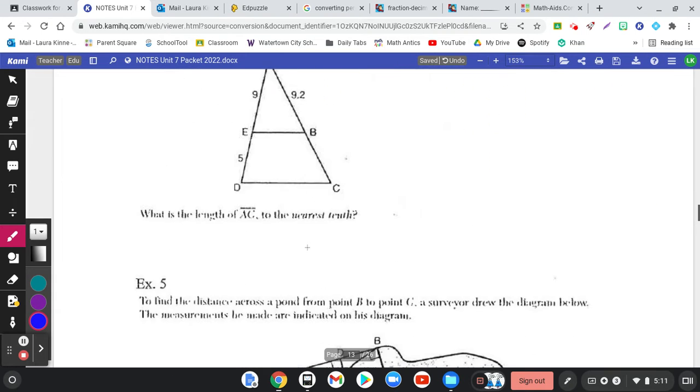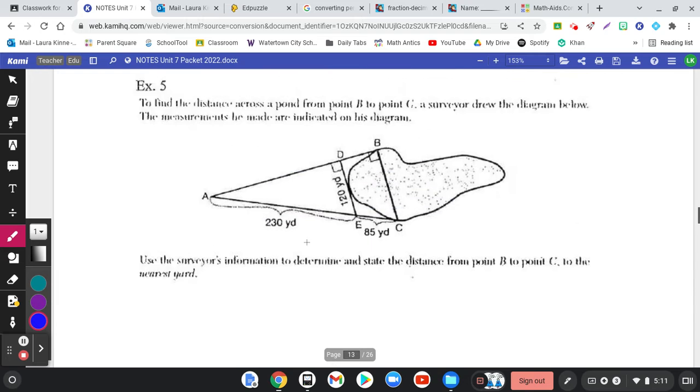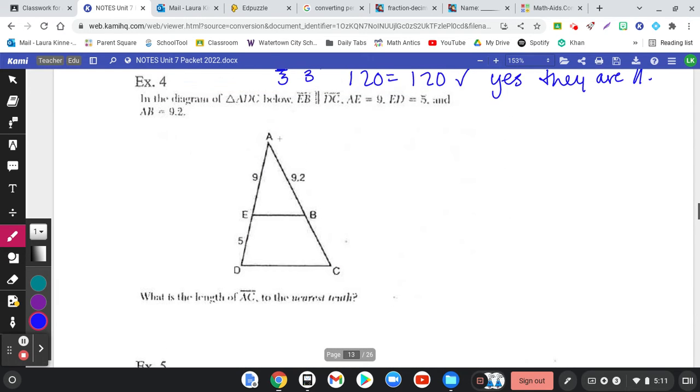All right, the last two questions on here are actually old Regents questions, so you can kind of get an idea of what to look for. A lot of times, everything that's above the picture or the diagram is already labeled in the diagram, and the question's usually right underneath. Sorry for the quality there. In the diagram of triangle ADC below, EB is parallel to DC. It tells us AE is 9, ED is 5, and AB is 9.2. Like I said, labeled in the picture. What's the length of AC?